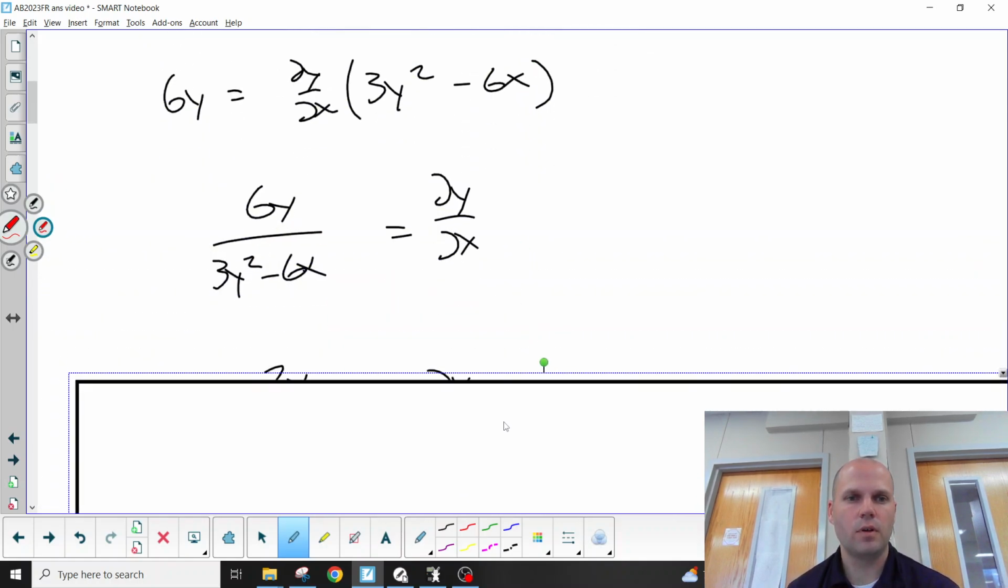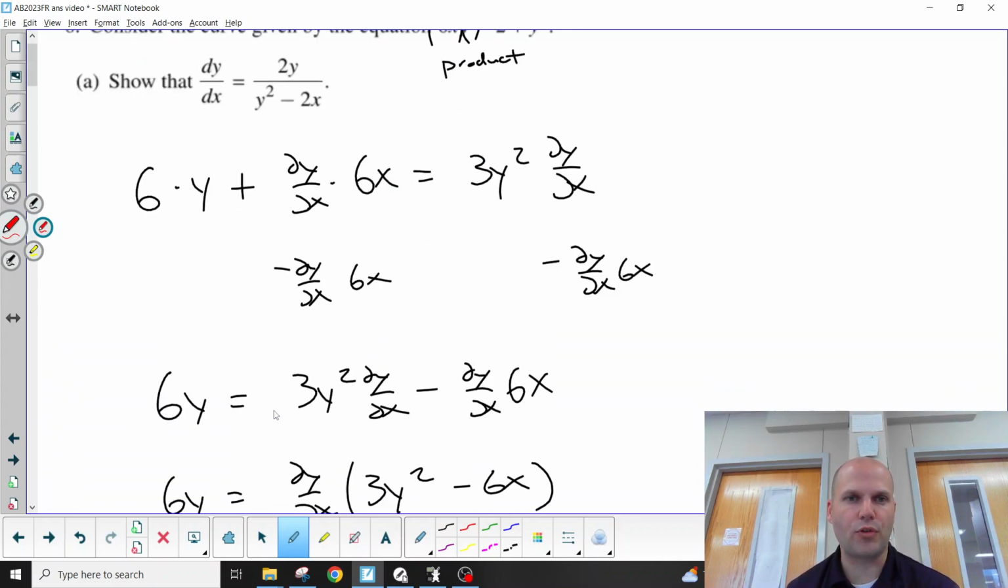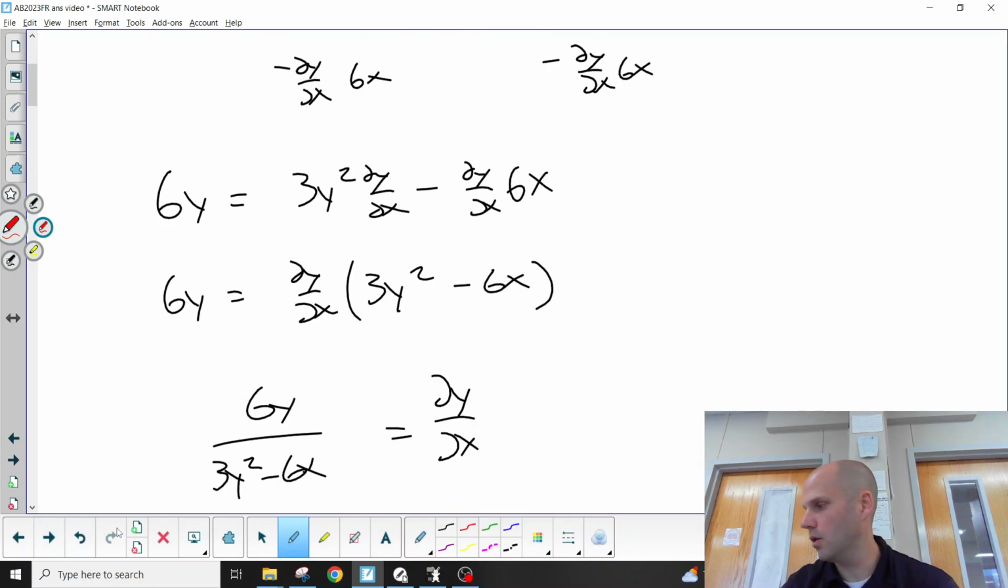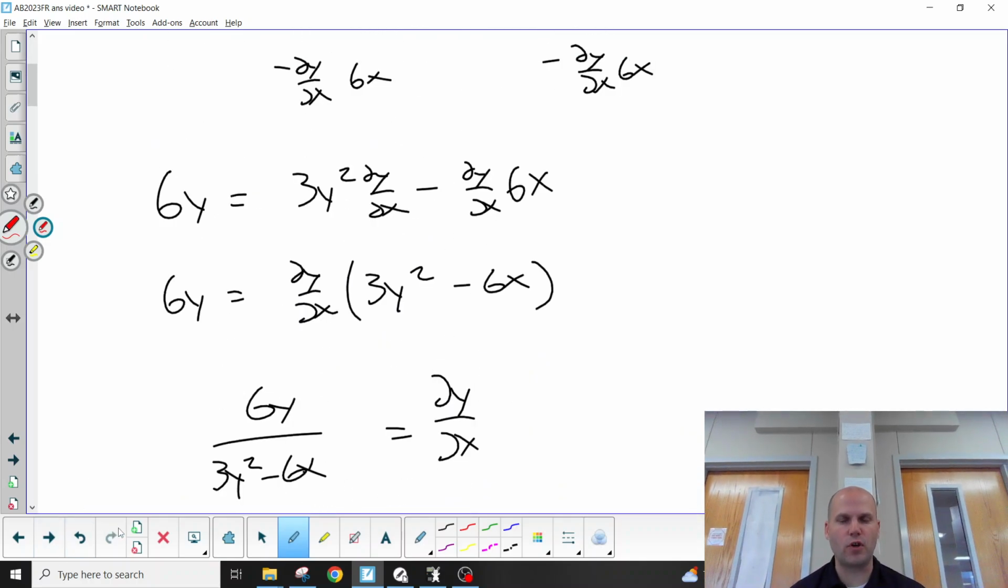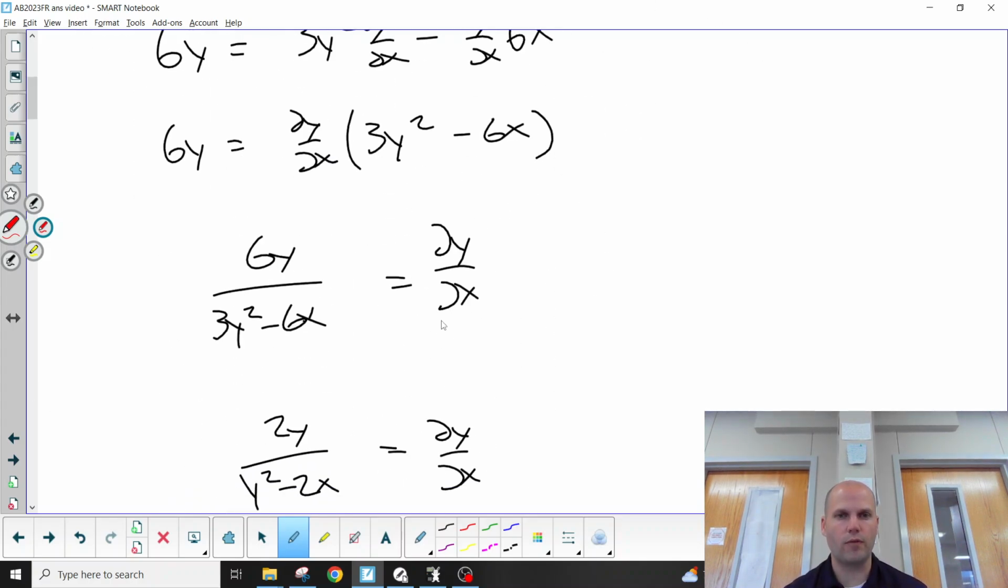Divide to solve. Divide the top and bottom by 3. Poof, I win. Probably worth 2 points: 1 point for this, 1 point for solving. So 1 point for our first step, where you're showing your knowledge of the product rule, and 1 point for the solving.